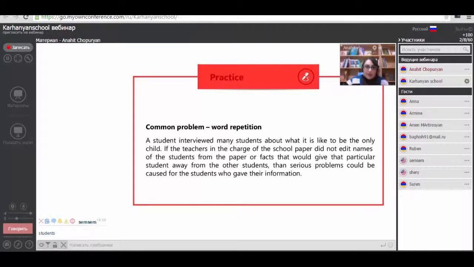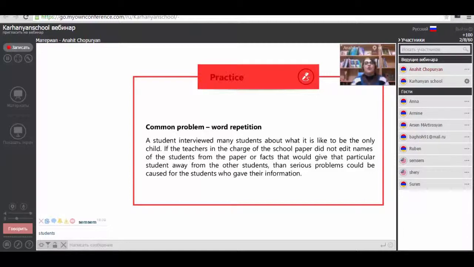A student interviewed many students about what it is like to be the only child. If the teachers in charge of the school paper did not edit names of the students from the paper or facts that would give that particular student away from the other students, serious problems could be caused for the students who gave their information. So here we see that the word student is repeated too often.